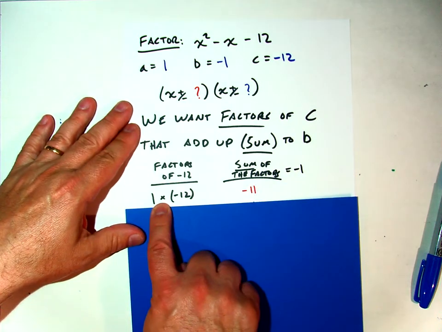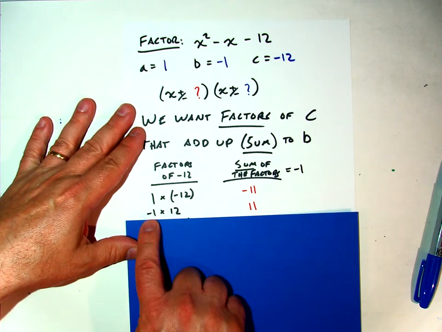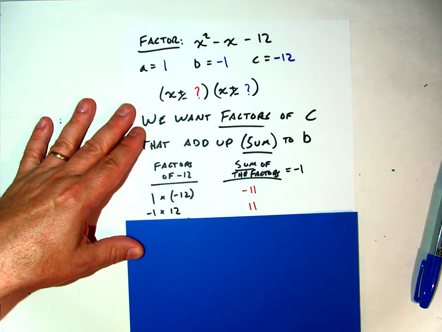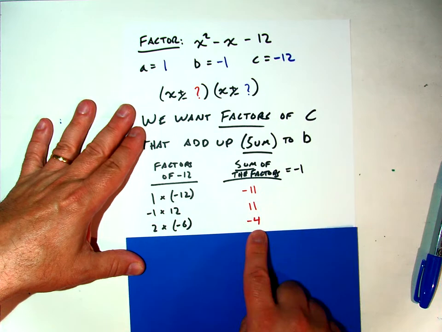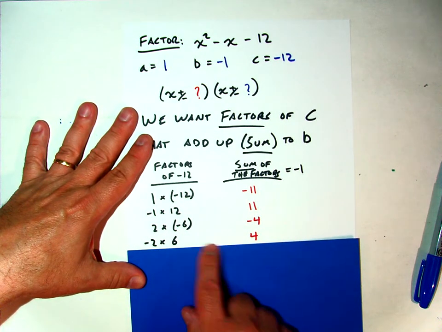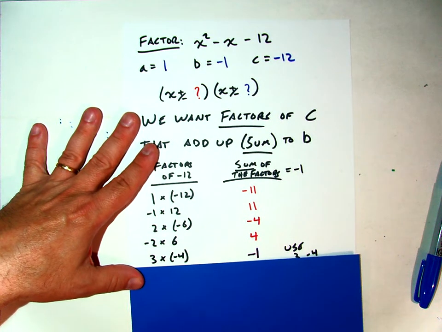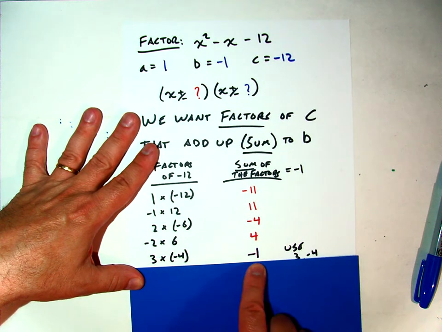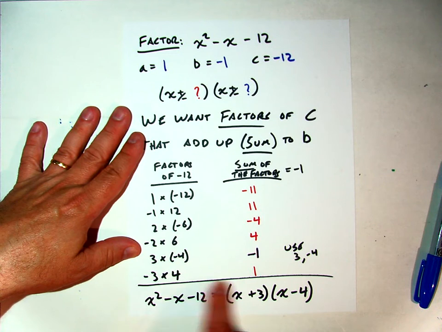If we add those together, that would be -11. If we switch the negative to the 1, 1 times -12 is also going to multiply to -12, but it only adds up to +11. We need it to add up to -1. So then we try 2 and -6. They're factors of -12, but they only add up to -4. -2 times 6 are also factors of -12, but they add up to +4. And then when we get to 3 and -4, they multiply to -12 and they add up to -1. So that's going to be the correct factor pair. If we'd switched it to -3 and +4, we would have had a sum of +1.